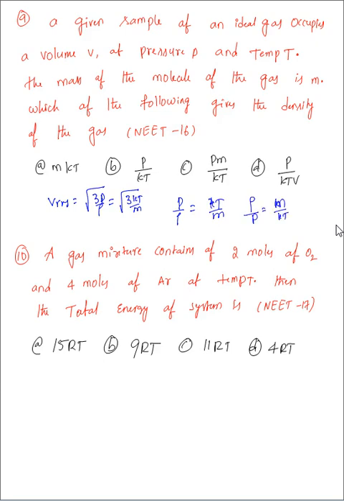So from here we can write rho equal to mP by kT. So this is the answer for this question. It's a very easy level question. Option C is correct for this question. In the next question, what are they asking? Check here.